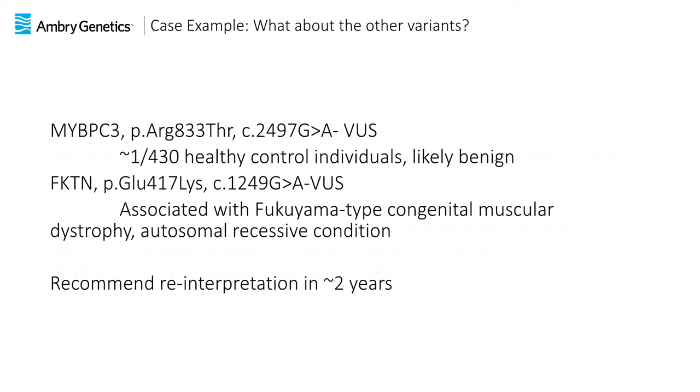So what about those other two variants? The laboratory interpreted both of these to be of uncertain clinical significance. Upon further review and in consideration of all of these results together and the family history, the myosin-binding protein C3 variant has been observed in around 1 in 430 healthy control individuals, and clinically at this time we expect that this variant is likely to be benign. The FKTN gene is associated with a type of congenital muscular dystrophy. However, this is an autosomal recessive condition, meaning a single heterozygous change, as was identified in our patient, is not known to cause any type of cardiac phenotype, although there are limited numbers and data.